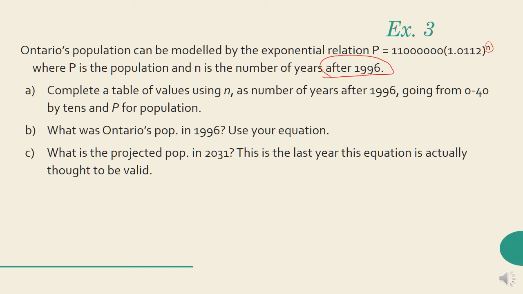So we're going to complete a table of values going from 0 to 40. What was Ontario's population in 1996, and what is the projected population in 2031, which is the last year this equation is thought to be valid? So I'll give you a second to copy that down, pause it, and then on the next slide I'm going to start answering these.